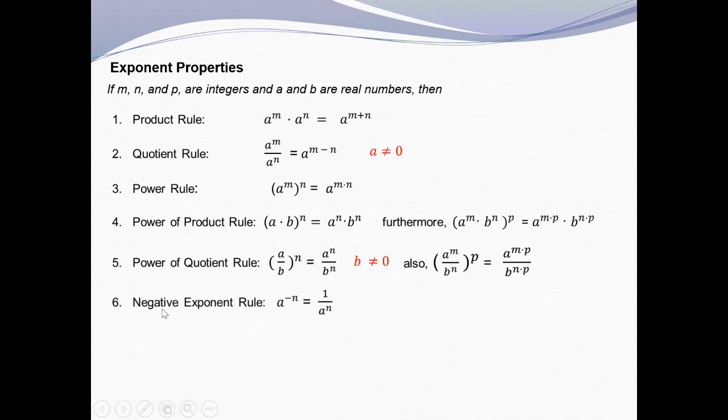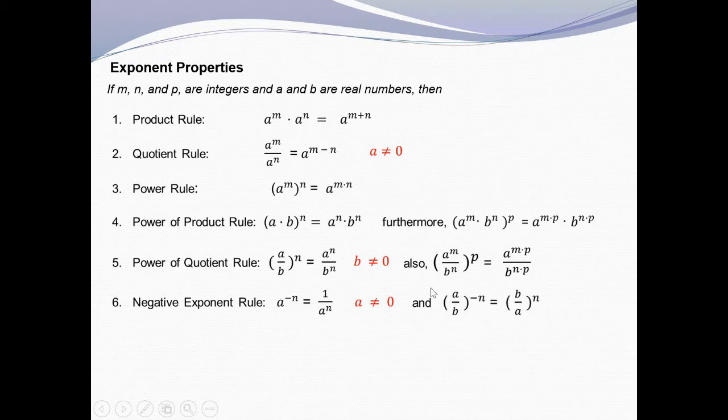Now this is called number 6. This is called the negative exponent rule. If you have a to the negative exponent, let's call it n, you make it positive by putting 1 over a to the n. In other words, it goes to the bottom as a denominator and it becomes positive. And again, a cannot be 0 because if a is 0, it'll be undefined.